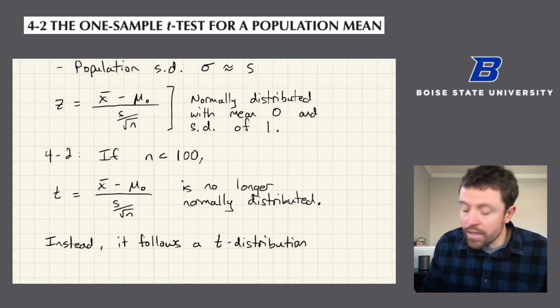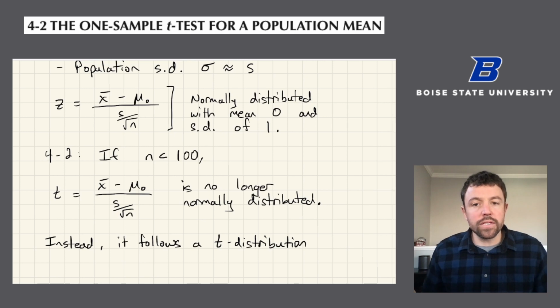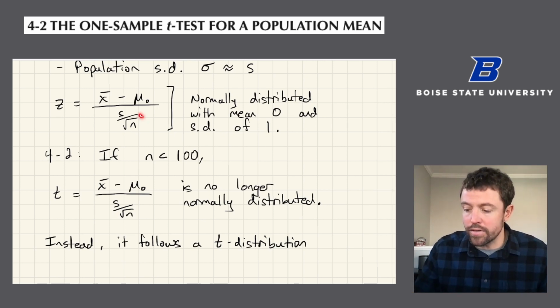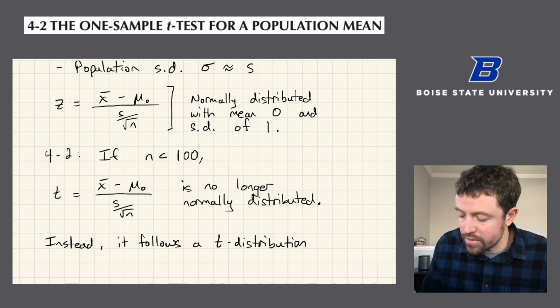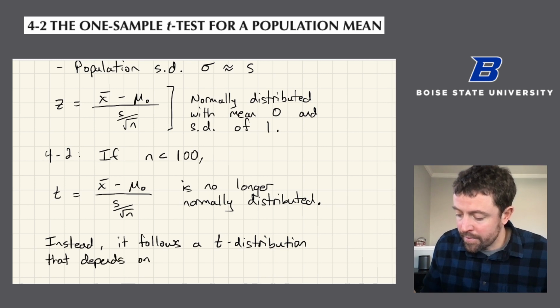And things are a little bit more complicated. With a normal distribution, it didn't matter what the sample size was. I mean, the sample size had to be over 100, and it showed up in the computation, but then in the end, it just followed a normal distribution. Up to mean and standard deviation, there's only one normal distribution. With t-distributions, the sample size does matter. So it follows a t-distribution that depends on the sample size.